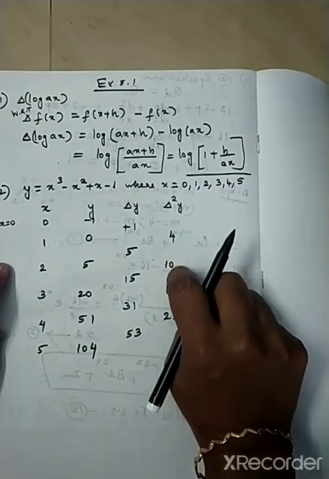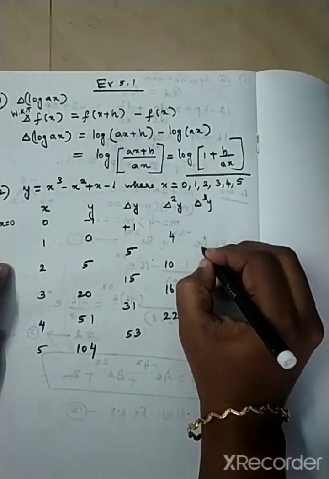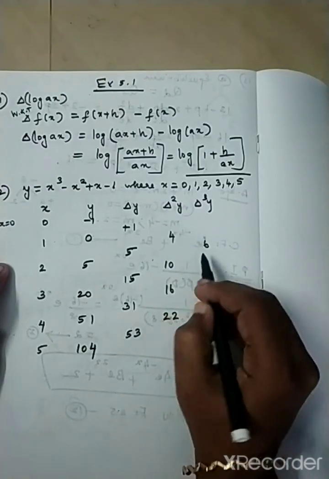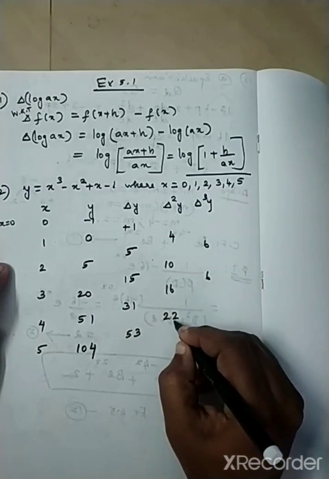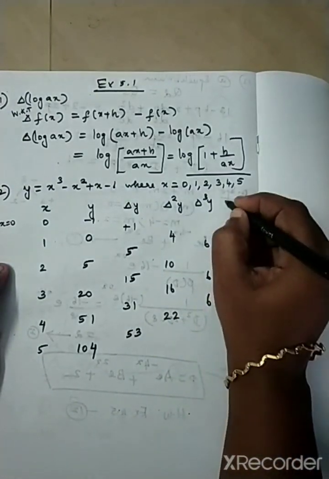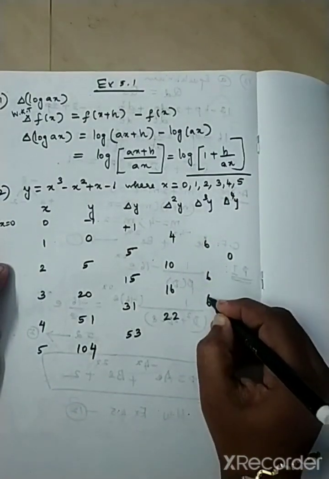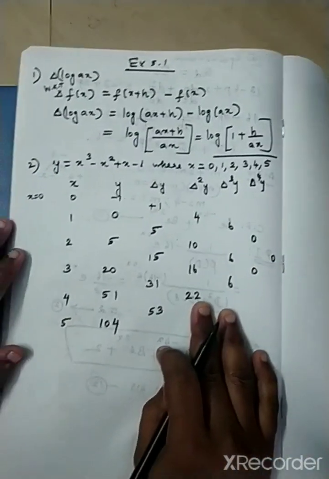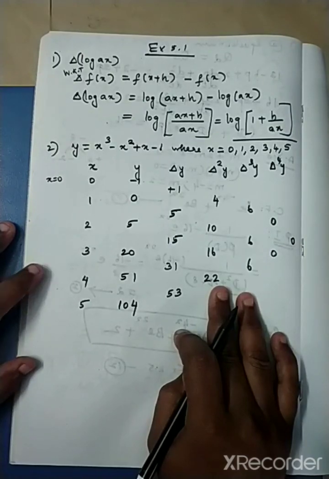Now again, I can subtract here. I will write delta cubed y. 10 minus 4, I will be getting 6. See, between 10 and 4, I will be getting 6. 16 minus 10, again I will be getting 6. And 22 minus 16, I will be getting 6. Now I have delta power 4 of y. 6 minus 6, 0. 6 minus 6, 0. Then again there is another. So this is your forward construction table, or the table with forward differences.